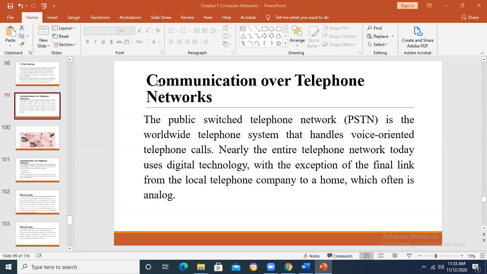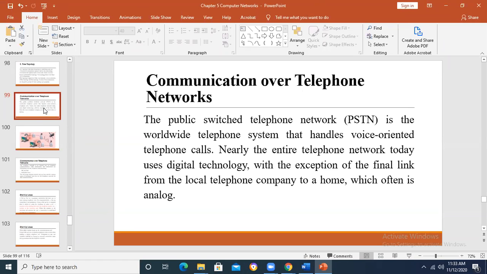If you want to connect to the internet, or you want to connect your computer system to another computer system at a remarkable distance, and you want to have a wide area network of your company by taking the service of any of the telephone networks, how are you going to use them? Basically, this was the topic that we were going through.